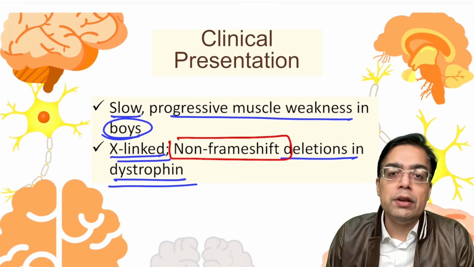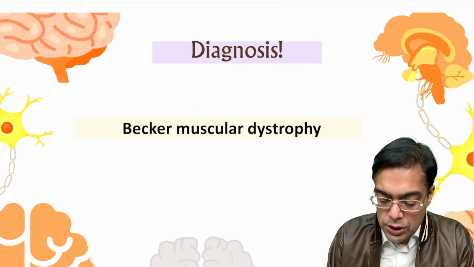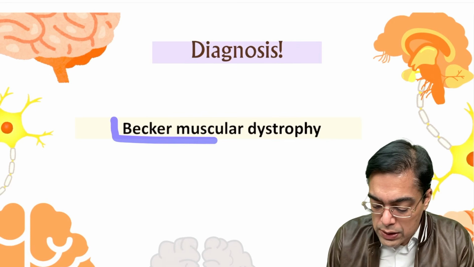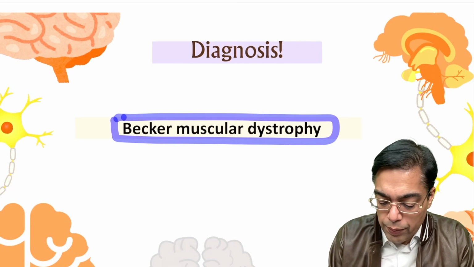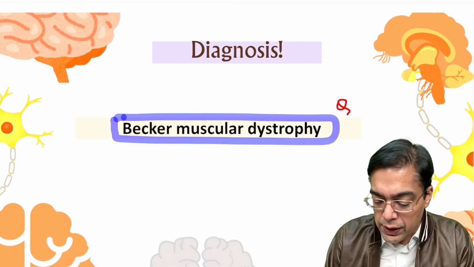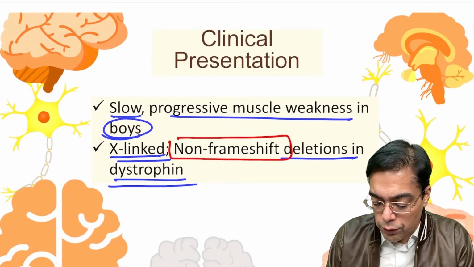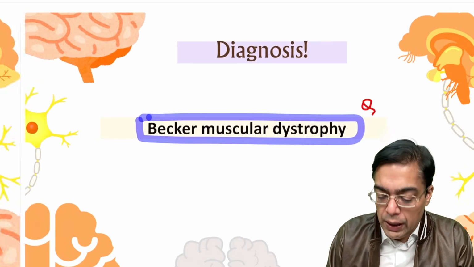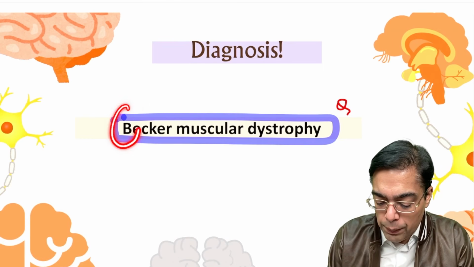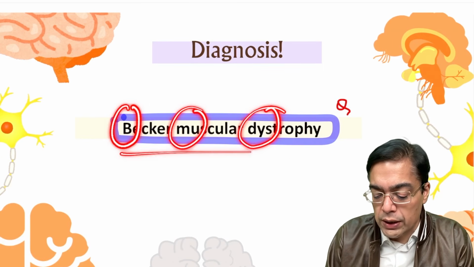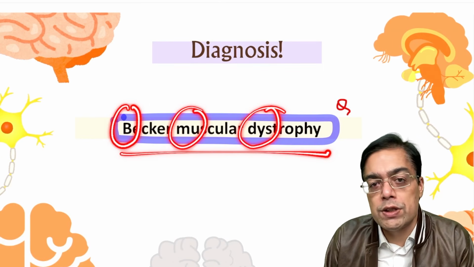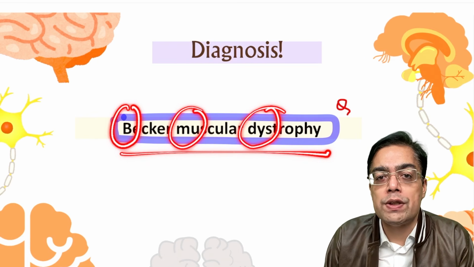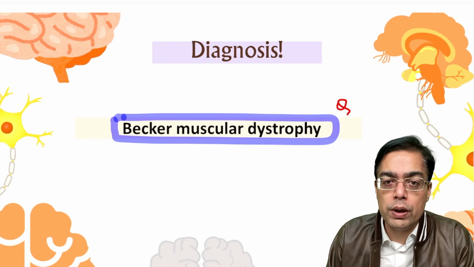We are not thinking in terms of Duchenne's, we are thinking in terms of a condition that is given the name of Becker's muscular dystrophy. So Becker's muscular dystrophy is an example of a condition where the patient has a non-frame shift deletion at the level of dystrophin, and therefore we say BMD, Becker's muscular dystrophy. Badly made dystrophin is what is seen in these patients. So deficiency was seen in Duchenne's, but badly made dystrophin is seen in a patient having Becker's muscular dystrophy.